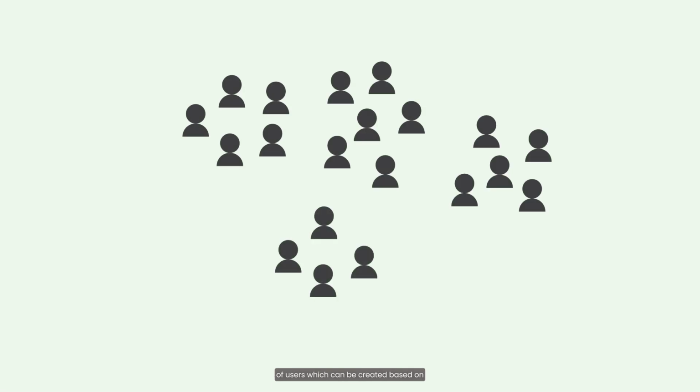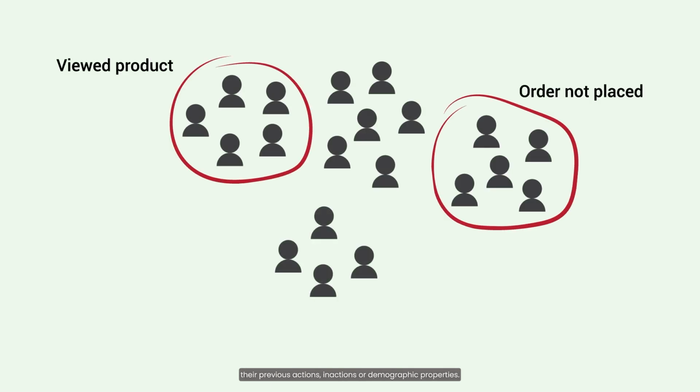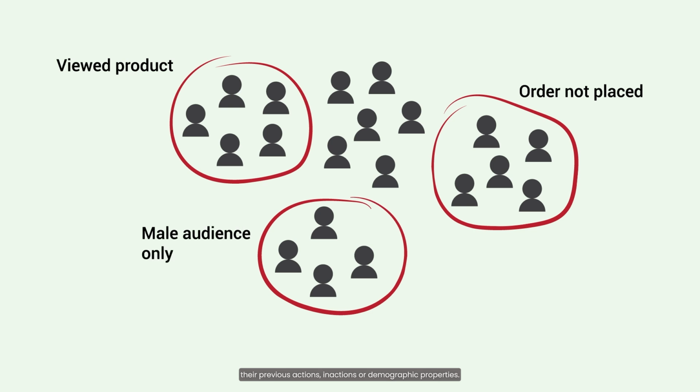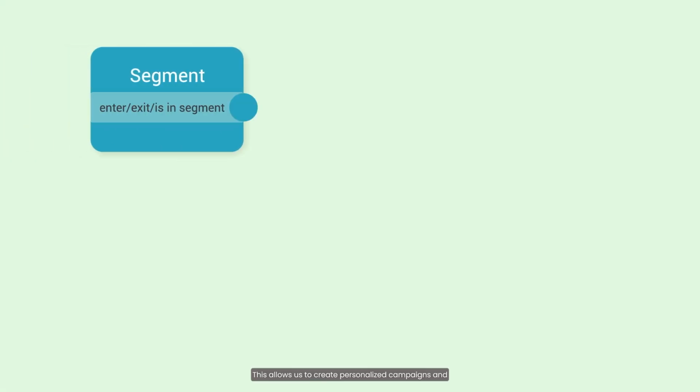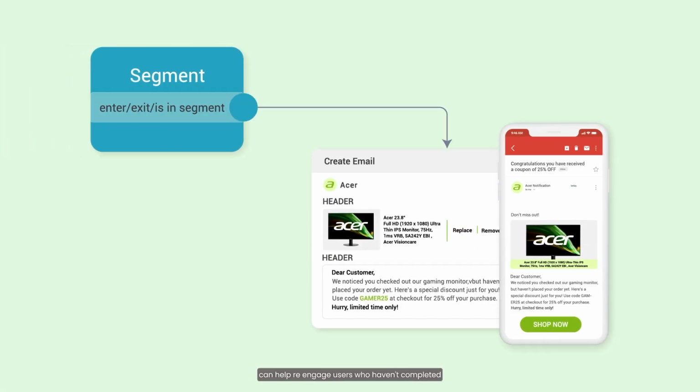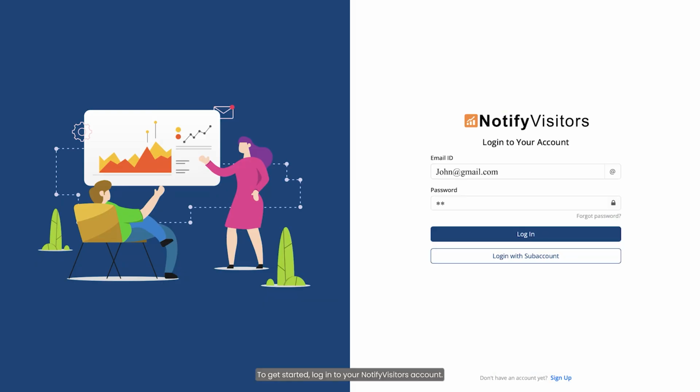A past behavior segment is simply a group of users which can be created based on their previous actions, inactions, or demographic properties. This allows us to create personalized campaigns and can help re-engage users who haven't completed specific actions, like making a purchase. To get started, log into your NotifyVisitors account.